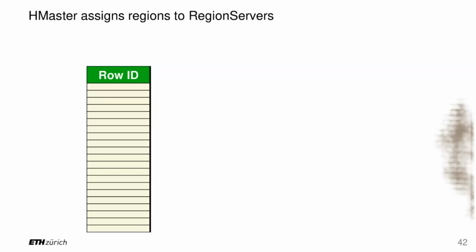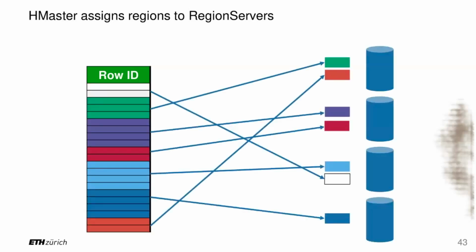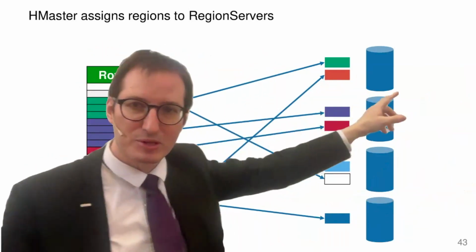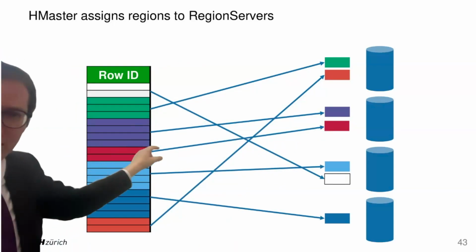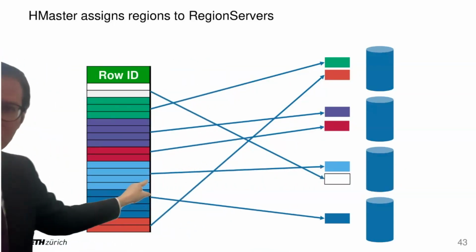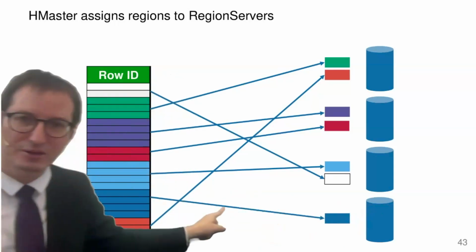I told you that we have this horizontal partitioning into regions. This is decided by the HMaster. So the HMaster is going to decide which region is assigned to which region server. For example, here we can see that it decided that this region server over here is responsible for this region and this region. This one over here for these two regions. This one over here is responsible for this and these regions, and this one over here is responsible for that region.